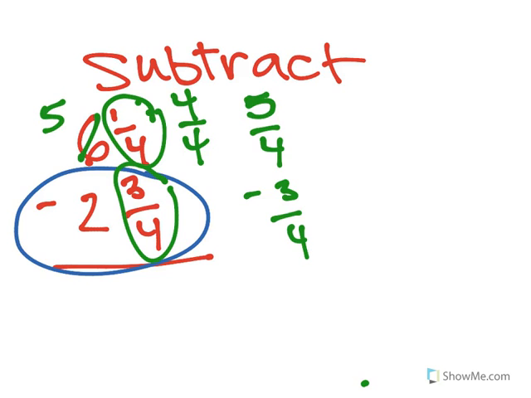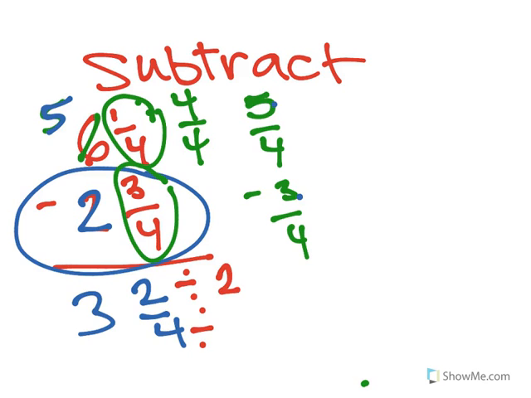We're going to start with our whole numbers first. So my 5 minus 2 is 3. 5/4 minus 3/4 is 2/4. Some of you want to reduce, so we will reduce this fraction by dividing by the same number on the top and the bottom. So now I have 3 and 1/2.